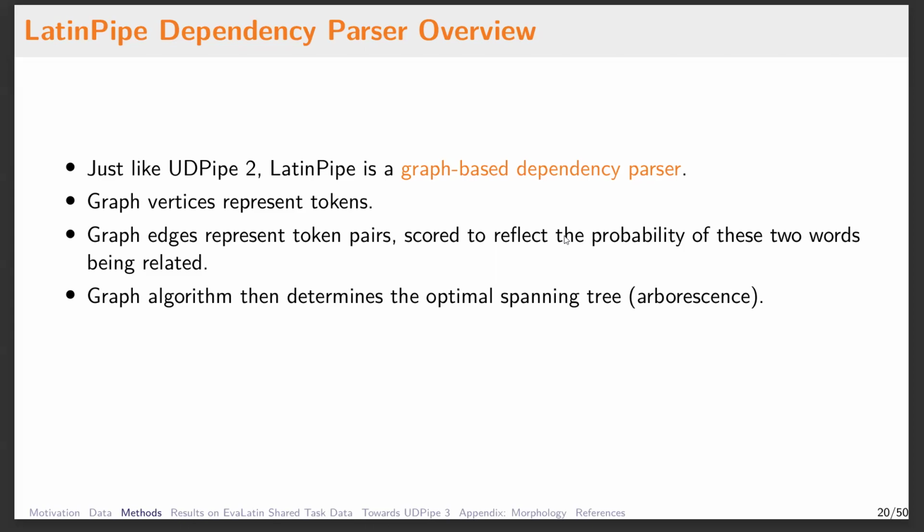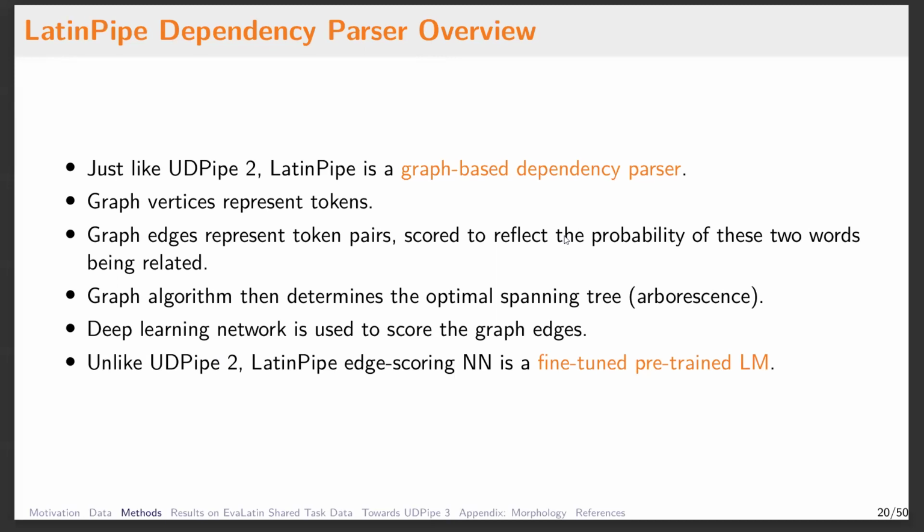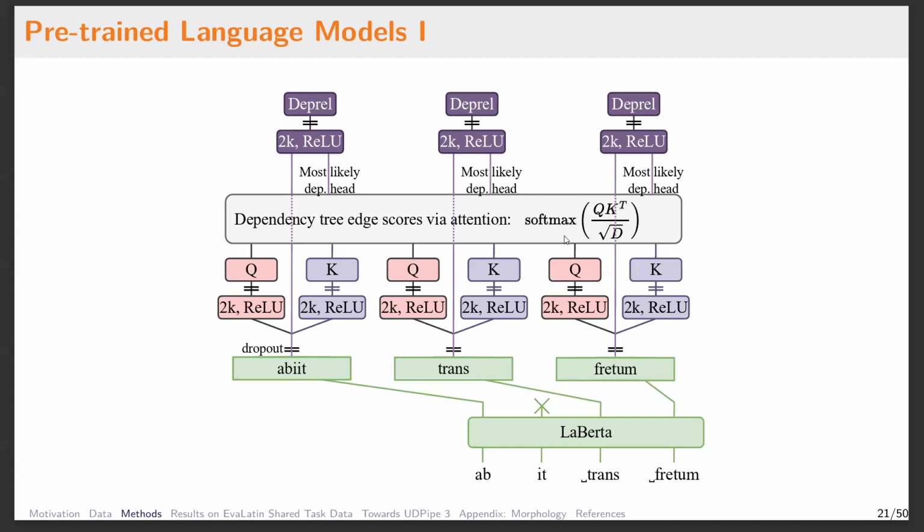So how do we decide what scores to put on the edges? Well, obviously, we can use deep learning networks to score the edges. But differently to UDPipe 2, we will use a fine-tuned pre-trained language model for scoring the edges. I will now show the pre-trained language model and the very basic and first version of the architecture. That's not very surprising. There's nothing that's very new from the state of the art, but I will slowly go through the picture and explain what's in it, and then we'll add components to it.